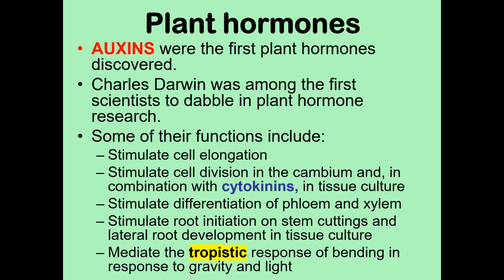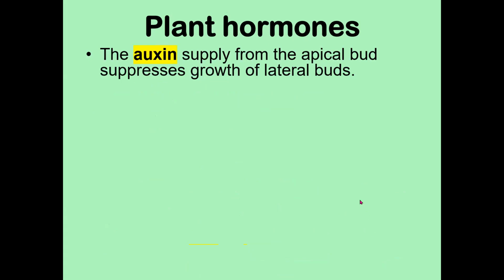Now, they also mediate tropistic response. So, for example, a tropism is the movement towards something. So it could be a movement towards light. So plants will move towards light. That's called phototropism. The other one is geotropism, moving towards earth.